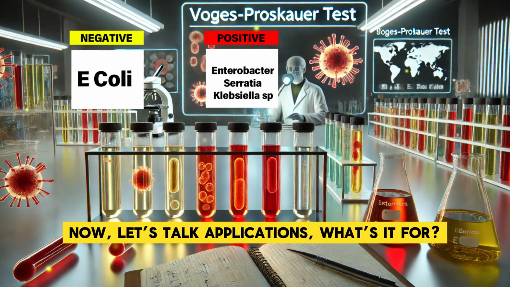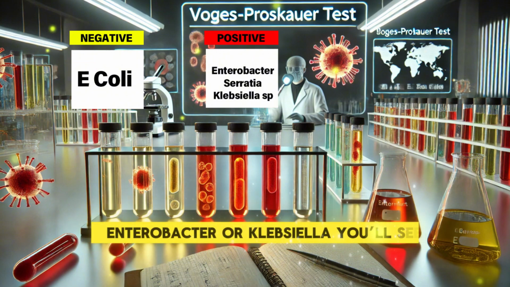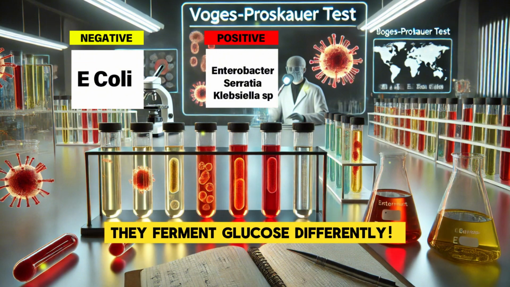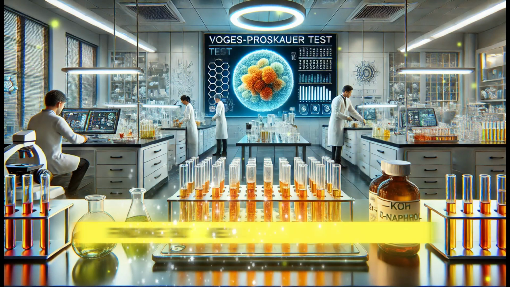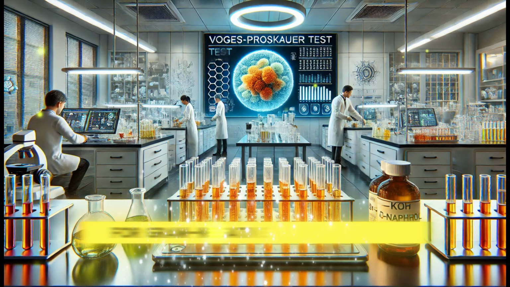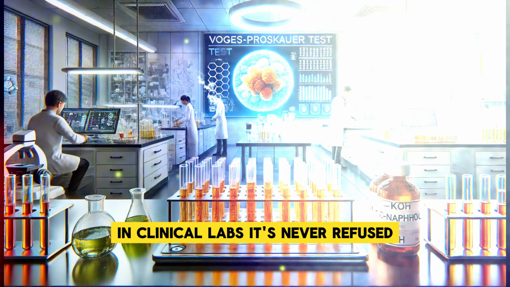Now let's talk applications. What's it for? To identify bacteria and more. Enterobacter or Klebsiella, you'll see they ferment glucose differently. Differentiating bacteria is the goal, finding butanediol production is the role. For gram-negative rods, it's often used. In clinical labs, it's never refused.